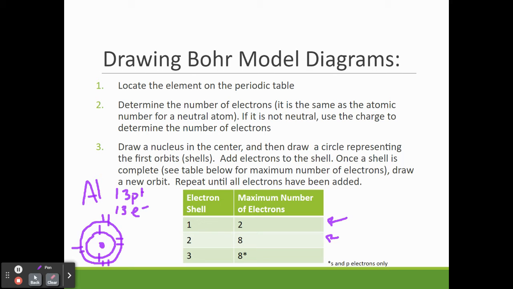I need 13, which means I need another energy level. This third energy level can hold up to 8 electrons, but I only need 3 more. So I'm going to draw 1, 2, 3 electrons. And that would be my Bohr model for aluminum.